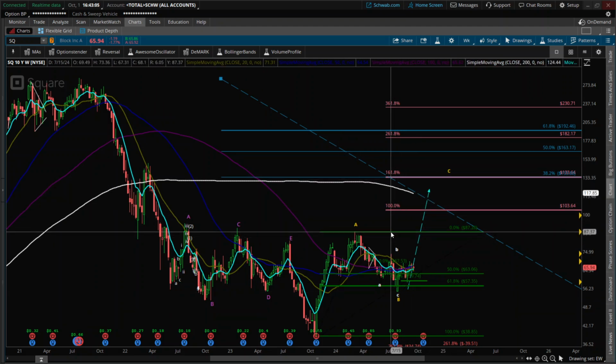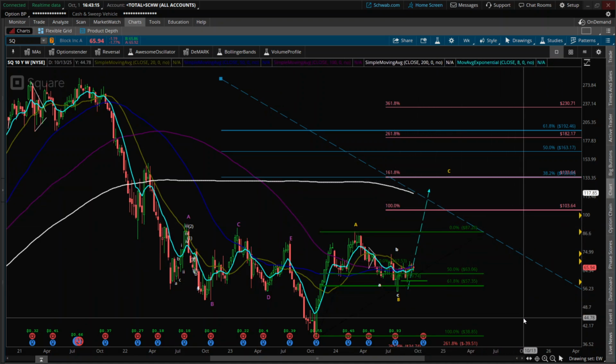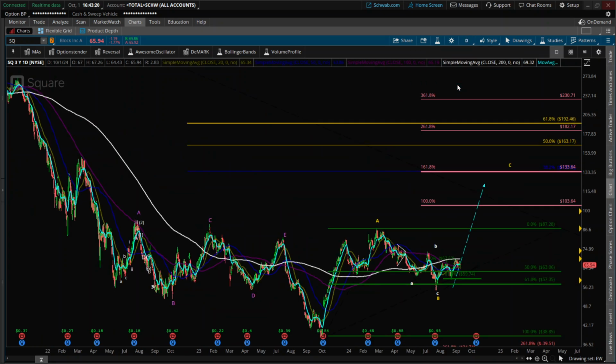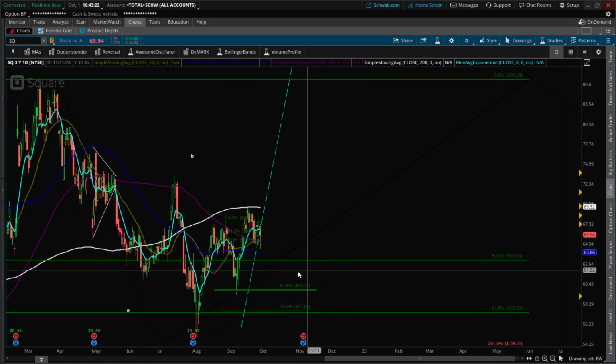So if we break above over time, no matter what happens, if we break above the channel that we're looking at, then you can start moving to higher targets. So we'll leave these on, you know, for good. And let's go down to the daily, just so I can show you we have the setup here as well.